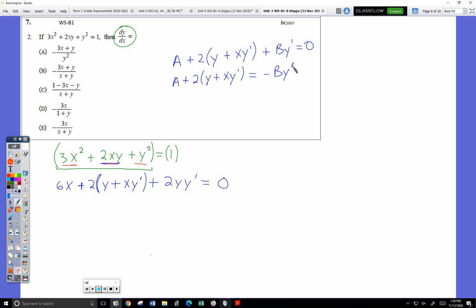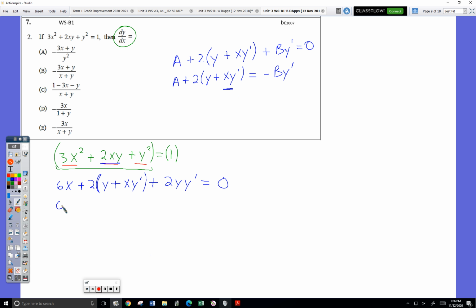Any other ideas? There's still a y prime over there, but we've got to have a way to get the y prime that's here somehow over here. Yeah, so distribute the 2. So now I think you've got enough that we can work on this one.